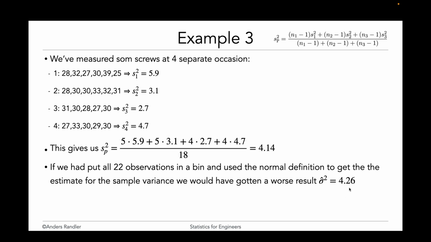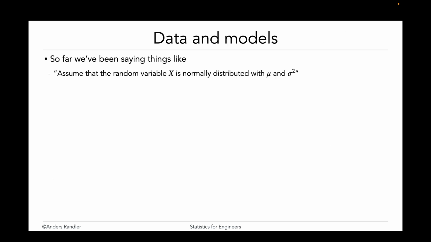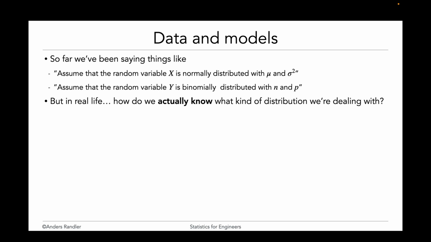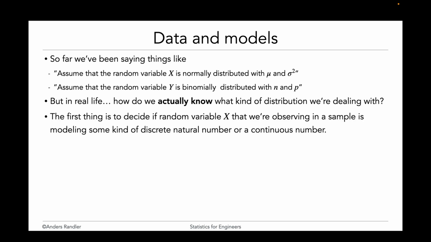So that's just something to think about. So far, we've been saying things like assume that the random variable x is normally distributed with mu and sigma squared, and so on. But in real life, how do we actually know what kind of distribution we're dealing with? We don't.